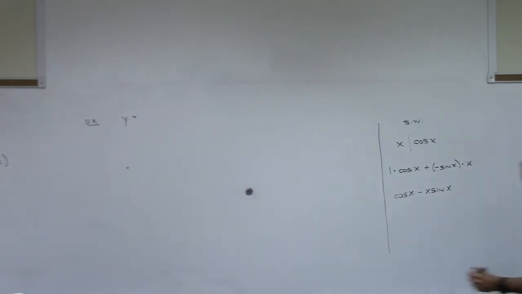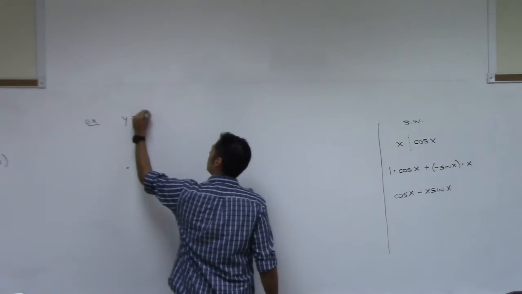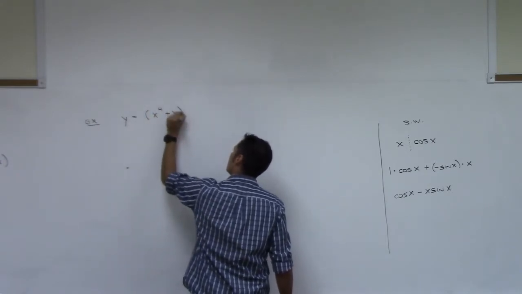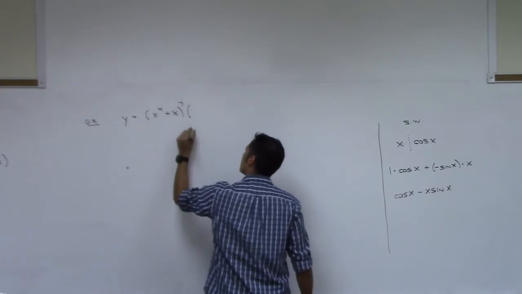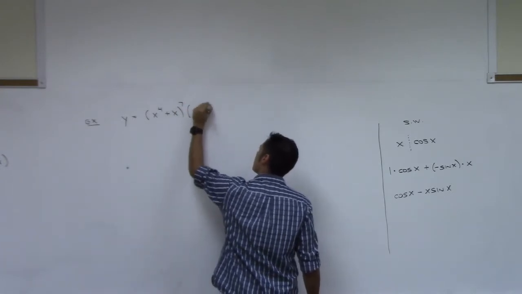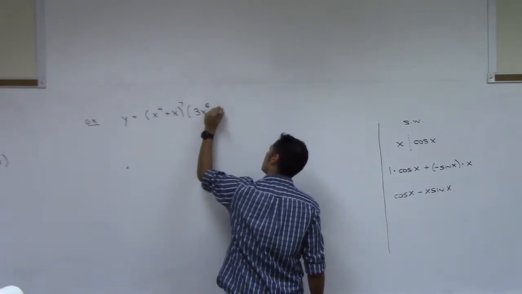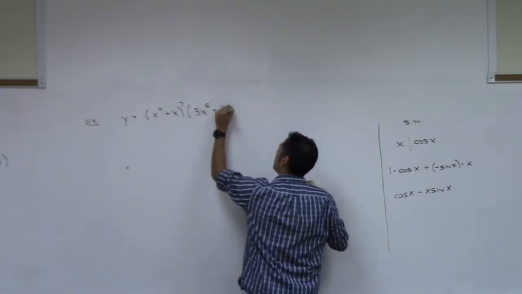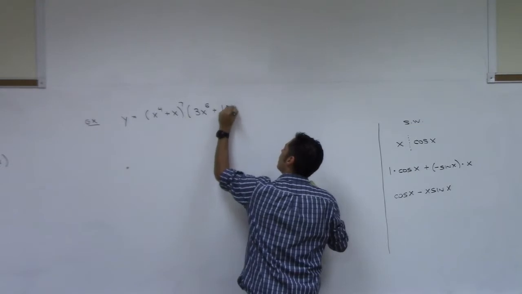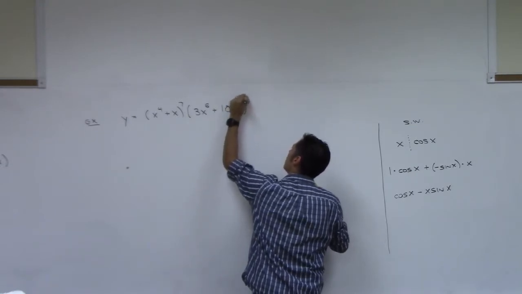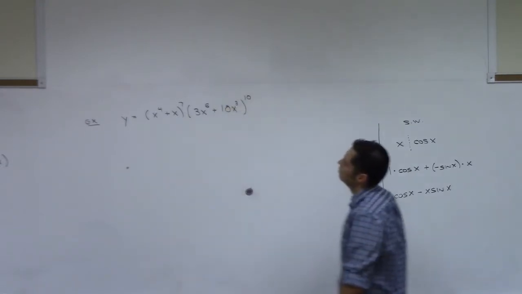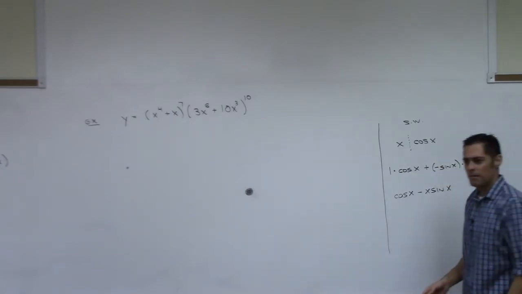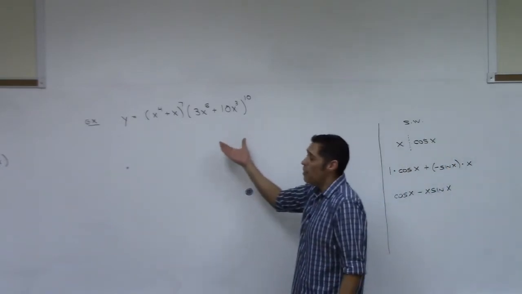Okay, how about this one? How about x to the 4th plus x to the 7th, times 3x to the 6th plus 1. No, let's not make it 1. Let's make it 10x cubed, and then all of that to the 10th. That is a function, right? That's actually a polynomial function.